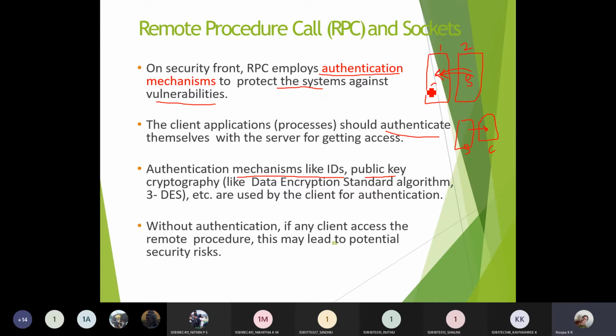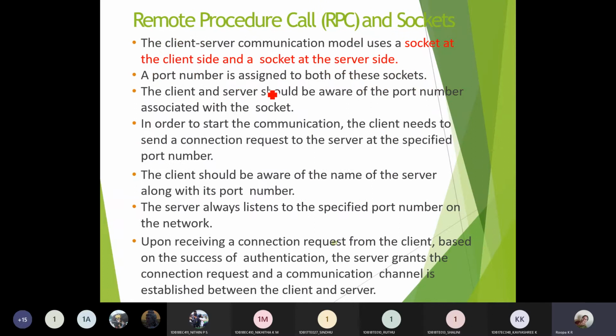So suppose without authentication, any client wants to access the information with respect to the process which is present in the server, then there will be a security risk, because there may be chances of duplication of the information, or deletion of the information, or changing the information, anything is possible. So in order to overcome that, whenever there is a communication through RPC, we do this authentication mechanism between the client as well as the server.